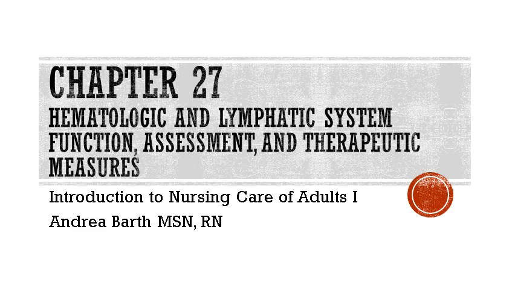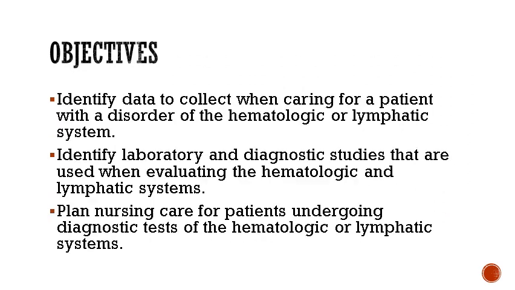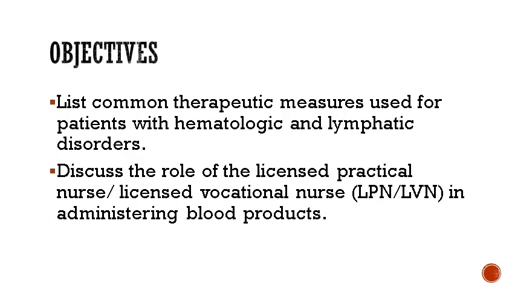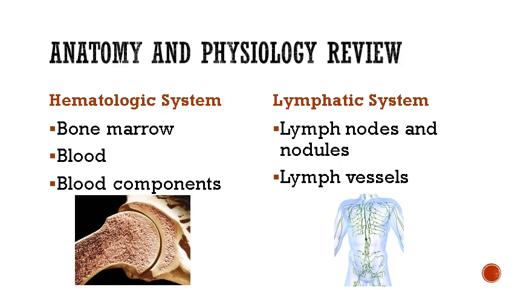Hi everyone, we'll start with chapter 27, Hematologic and Lymphatic System Function Assessment and Therapeutic Measures. And again, as always, I'm going to flip through the objectives, just make sure you're looking at those at the beginning of the chapter. Anatomy and Physiology Review.